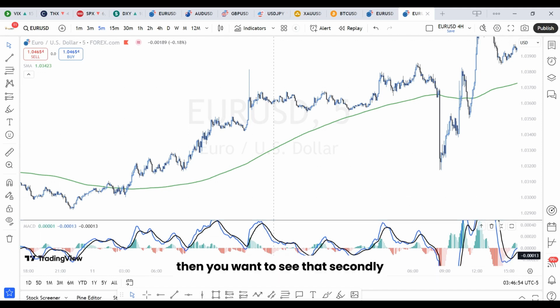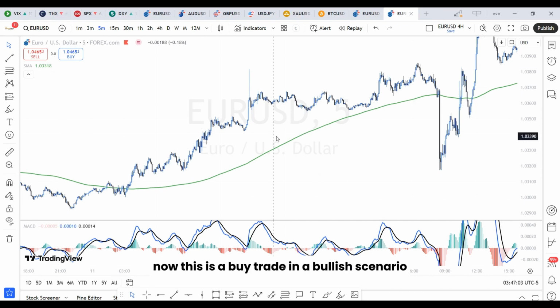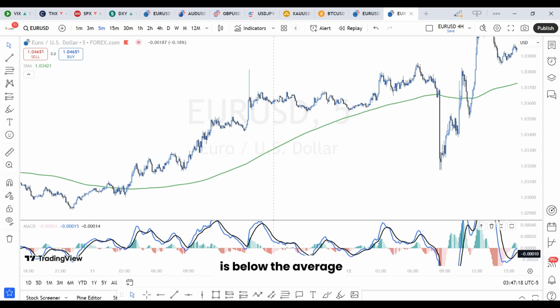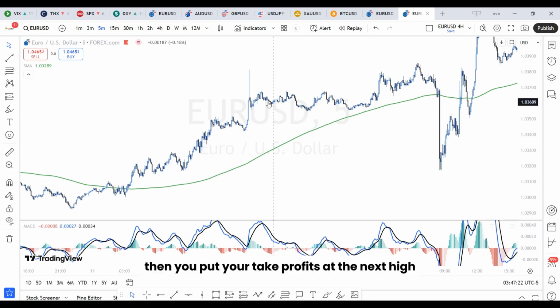Then secondly, you want to see that the MACD is set up for a buy trade. Now this is a buy trade in a bullish scenario. You want to see that the MACD blue and black line is below the average, that is the midpoint of the MACD, and has started switching up to the upside. Then you put your take profit at the next high.